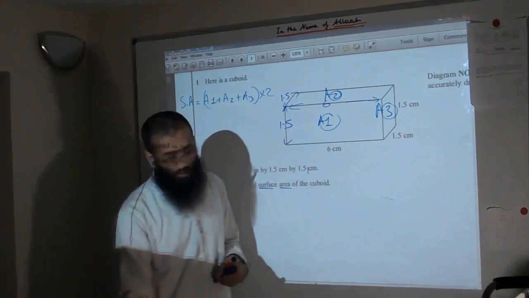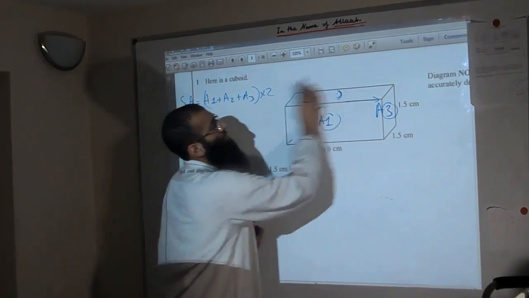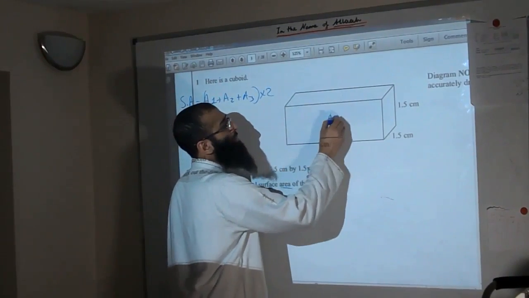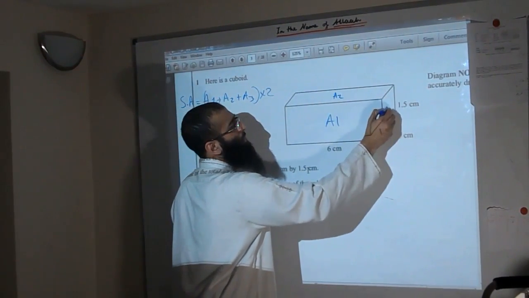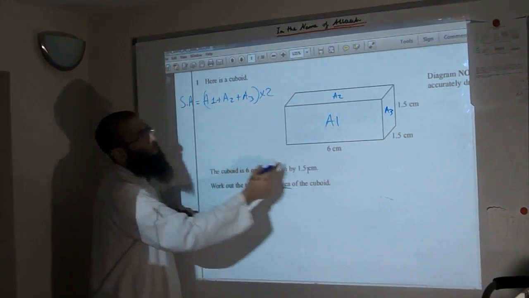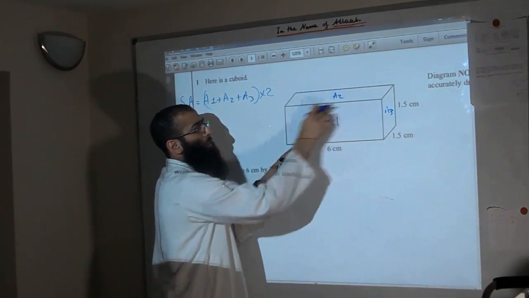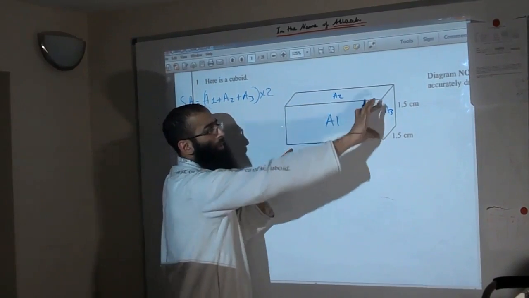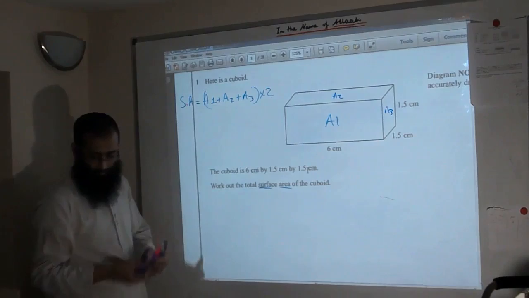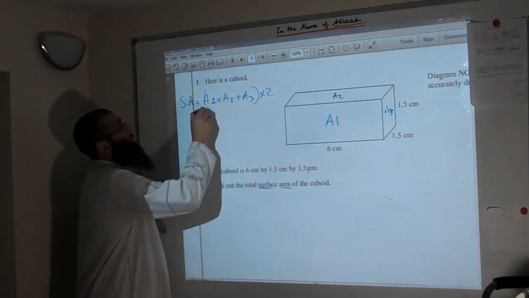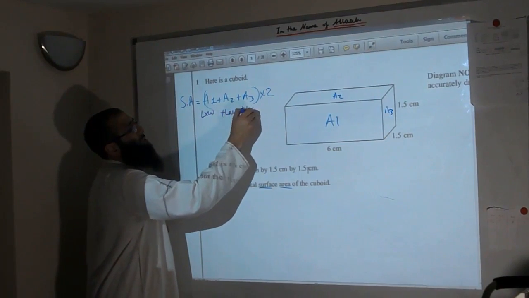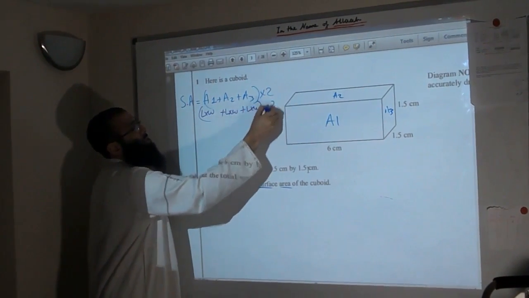At the moment, I think this diagram is a bit cluttered with all this stuff. Let's take some of this stuff off. Let's go back to what it was before. So A1, A2, A3, I think it's getting a bit too cluttered with all the numbers and arrows. Now, area of A1. So this is the rectangle shape of the first face. So it's length times by width. And the width is 1.5. So it's length times by width, plus length times by width, plus length times by width, times by 2.